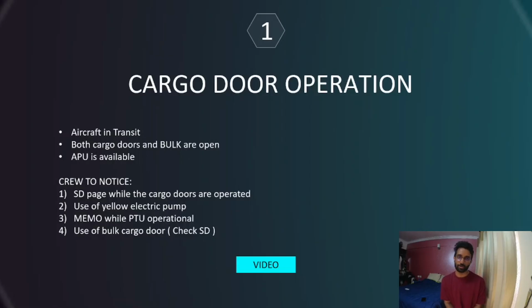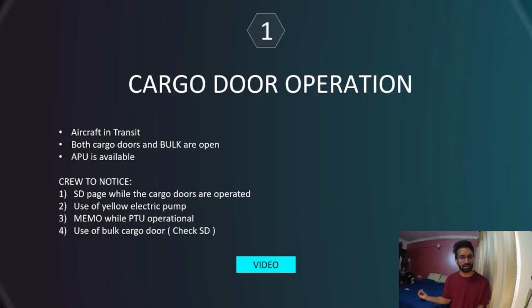So let's talk about the first example: cargo door operations. Do you remember the cargo door operations that we talked about in the basic operations? I hope so. The aircraft is in transit in the video that I'm going to show, which basically means that in all these examples, do not worry about the SOP part. Just focus on how the system works. So the aircraft is in transit. You have set up some of the things. Your aircraft is powered, is what I mean. It's not a cold and dark cockpit. So first we are going to open both the cargo doors. We will see how the cargo doors open.